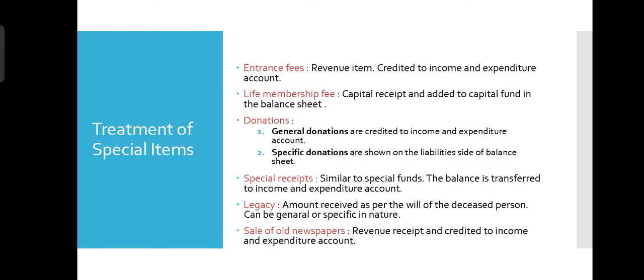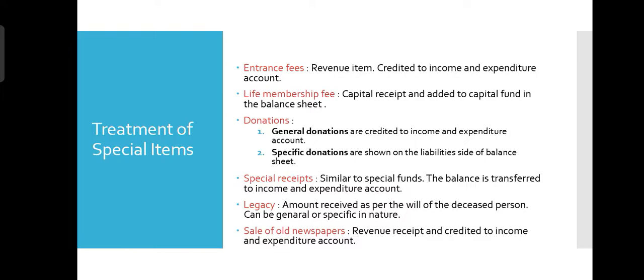Then the next item is entrance fees. Now the entrance fees is a revenue item, it's a revenue receipt, so it will be credited to income and expenditure account. Then life membership fee. Okay, life membership fee is a capital receipt, and hence it is added to capital fund and it's shown in the balance sheet. So capital fund is shown in the balance sheet only, so you will add this life membership fee along with the capital fund and you will show that in the balance sheet.